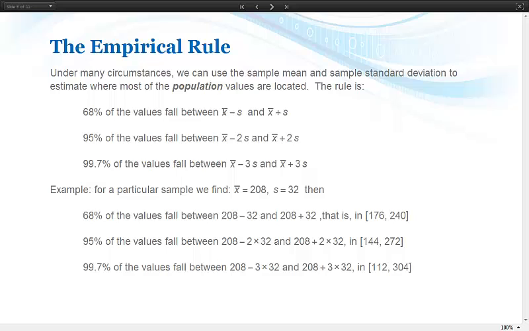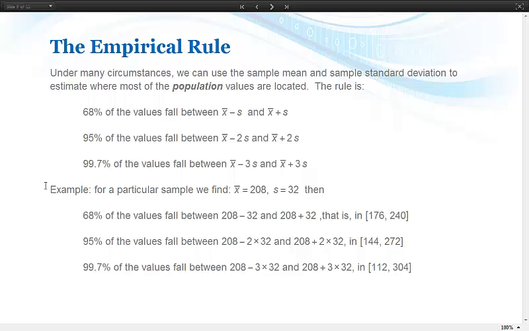Here's the rule. 68% of the values fall between the mean minus 1 standard deviation to the mean plus 1 standard deviation, within that range. 95% of the values fall between the mean minus 2 standard deviations to the mean plus 2 standard deviations. And 99.7%, almost all of the values, fall within 3 standard deviations of the mean. That is x bar minus 3 times s up to x bar plus 3 times s.